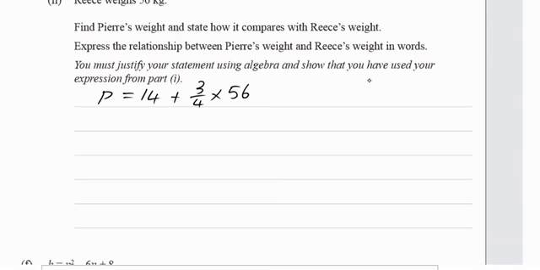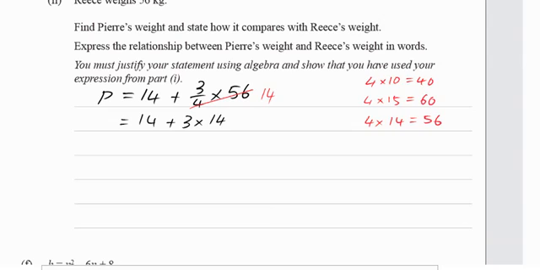So what do I know about 4? Well, I know that 4 times 10 is 40, and so 4 times 15 therefore must be 40 plus half of 40, which is 60. So this number is quite close to 60. It's just one lot of 4 less, and so 4 times 14 would equal 56. So in other words, we can cancel that bit down to 14. So let's write this again as 14 plus 3 times 14.